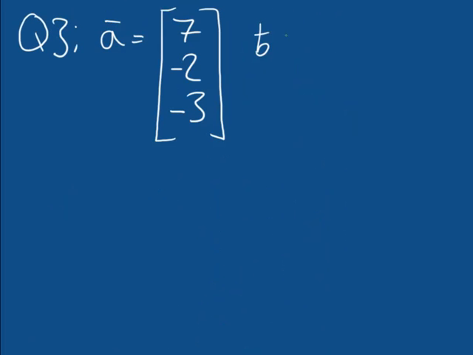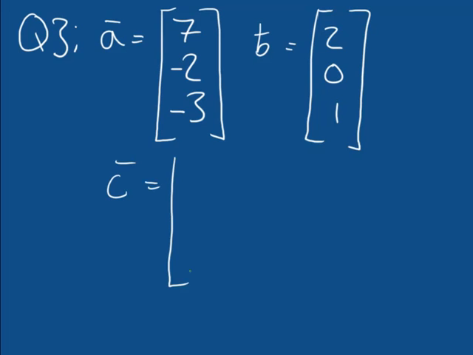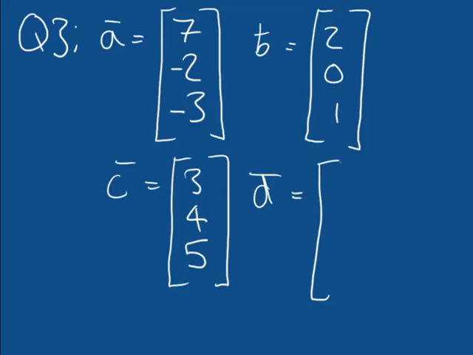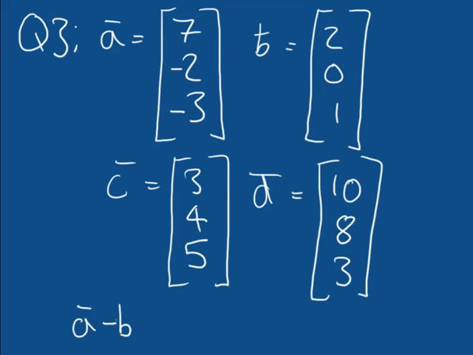A vector B, which is, I'm going to go with 2, 0, and 1. A vector C, which is, let's say 3, 4, and 5. And a vector D, which is equal to, I'm going to go with 10, 8, and 3, say. And what I'd like you to evaluate, please, is A minus B minus C plus D. So what is that equal to?